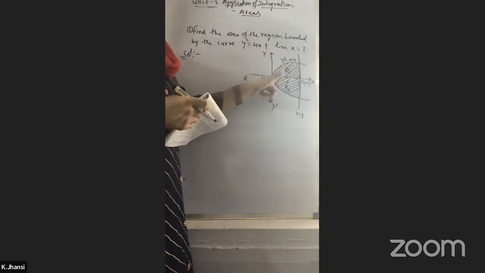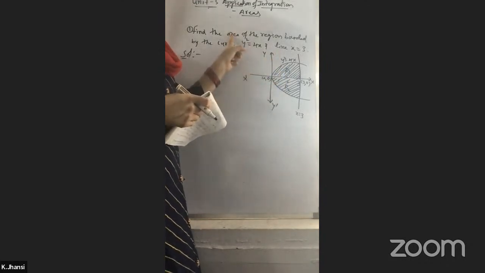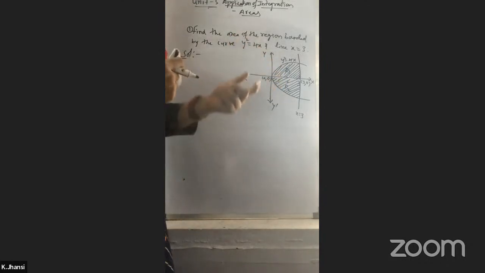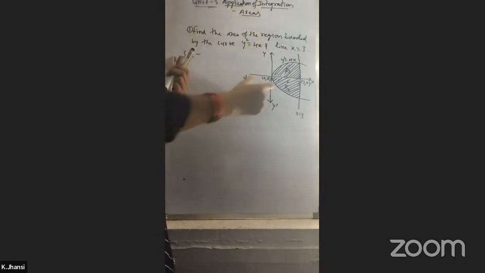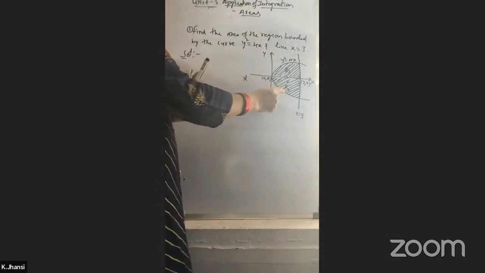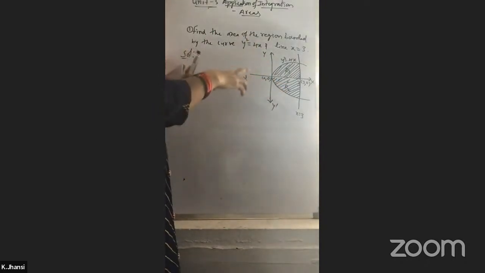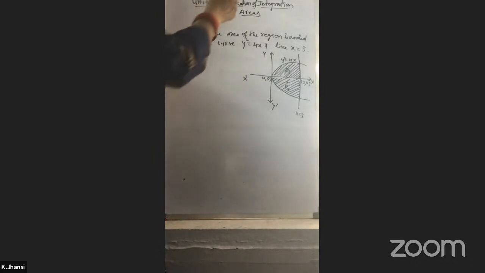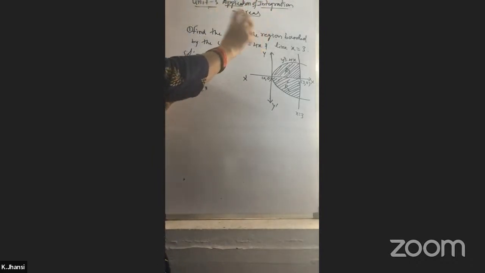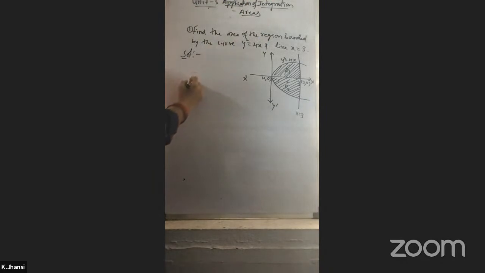One is in the first quadrant, which will be positive, and the fourth quadrant will be negative. But when you find the area, you will not have a negative value, so we'll take it as an absolute value. That is, I will take the mod of that one, and the negative value will become a positive value.